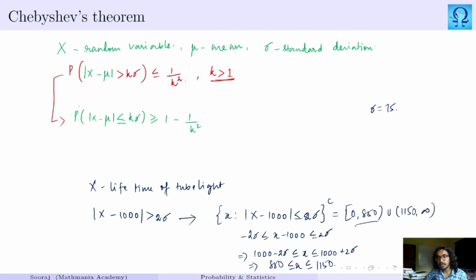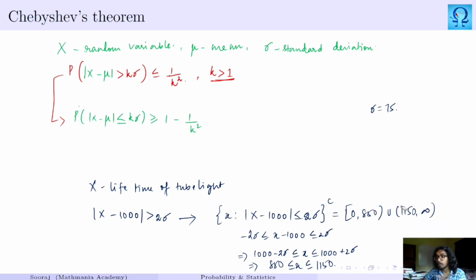If the light is glowing for less than 850 hours, the company will be in trouble, in the sense that consumers will come and lodge a complaint that you said it will glow for 1000 hours but it is not glowing. The reputation of the company will go down.